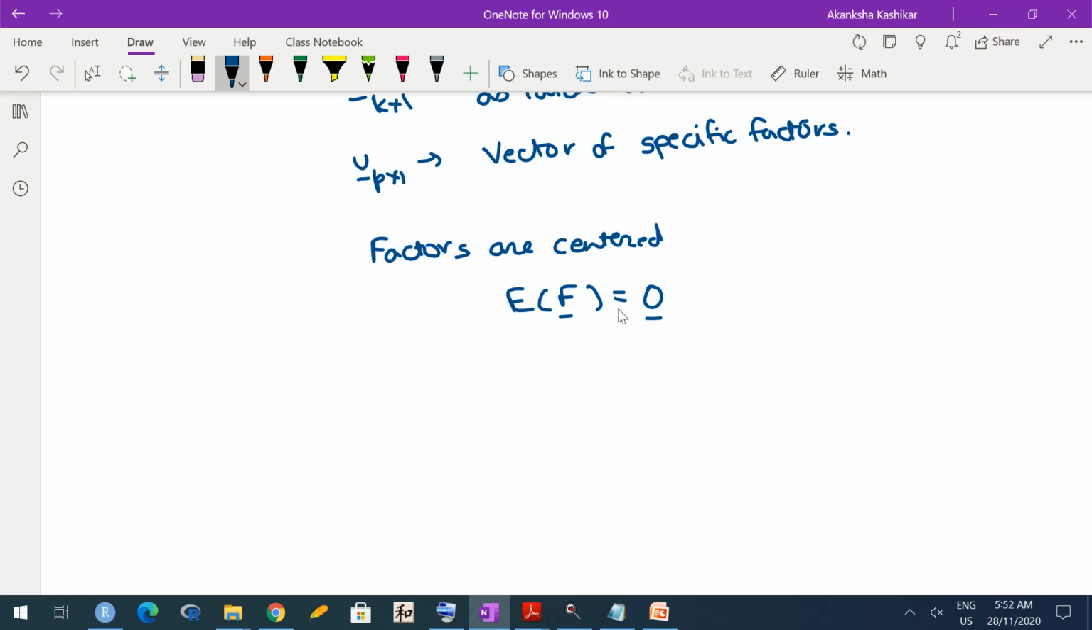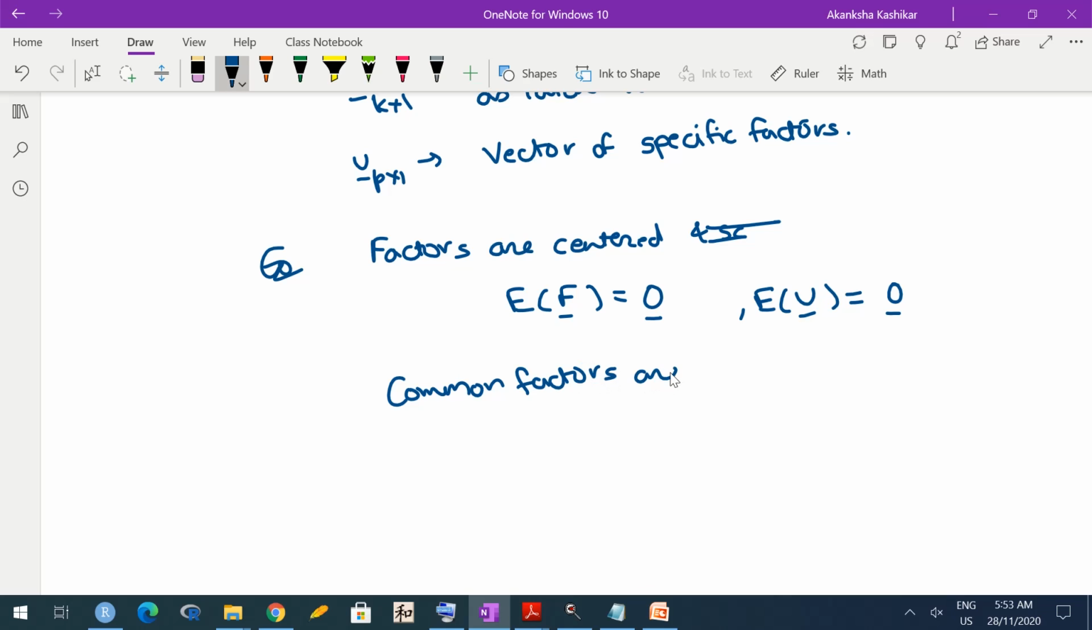So expectation of each f is 0, so overall expectation of f vector is a 0 vector. Similarly, expectation of u vector is a 0 vector. Then we also assume that the factors are scaled and uncorrelated. So common factors, that is factors in f, are scaled and uncorrelated with each other.